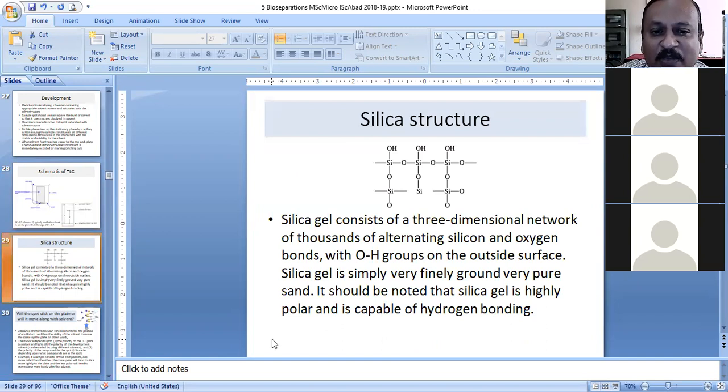Then I was talking about the silica structure. There are OH groups, the hydroxyl groups, and these hydroxyl groups are essential for the binding of sample components also.